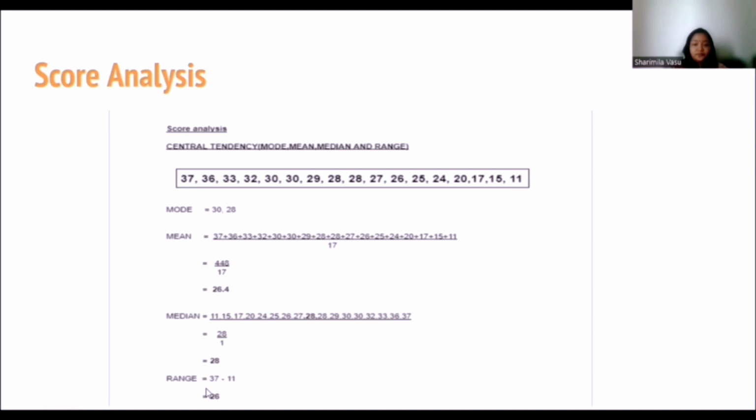So the next one is range. Range is the difference between the highest and lowest value in the set of numbers. So for this table, the highest score is 37 minus the lowest score, 11. So the answer is 26.